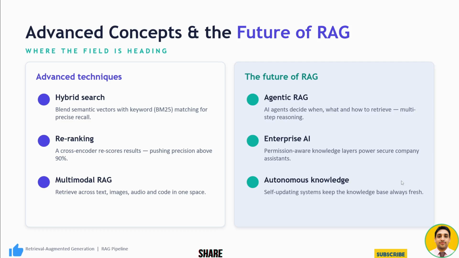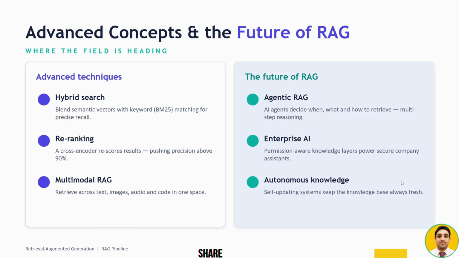The third is multimodal RAG, which extends retrieval beyond just text, allowing systems to retrieve across images, audio, and even code, all within a single unified retrieval space. Looking ahead, the future of RAG is heading in some exciting directions. One major trend is agentic RAG, where AI agents themselves decide when to retrieve information, what to retrieve, and how to use it, enabling much more sophisticated multi-step reasoning rather than a single simple retrieve and generate cycle.